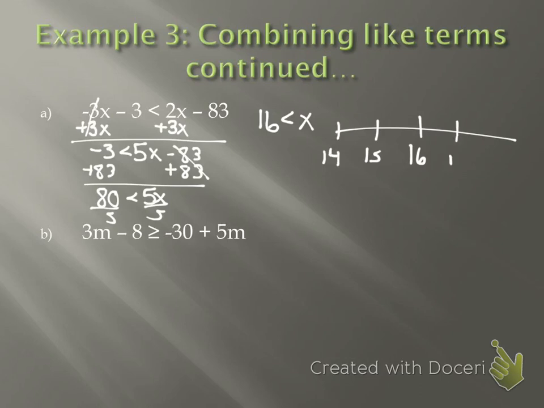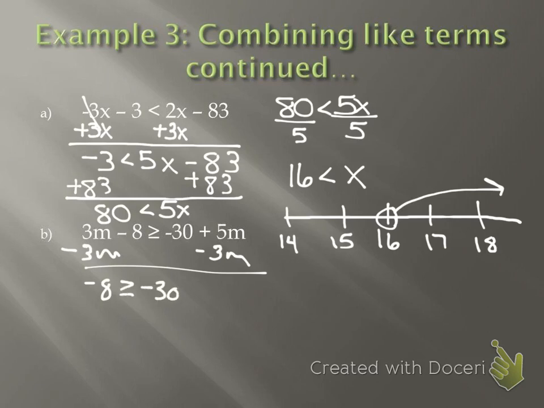So on my number line, when I say greater than, I already know that my arrow is going to go which way? To the right. Greater than. That's why it's so important that you read your variable first. Because if you say 16 is less than x, you might think it's supposed to go left. It's supposed to go right. All right, I want you to try B on your own. See if your answers match up.